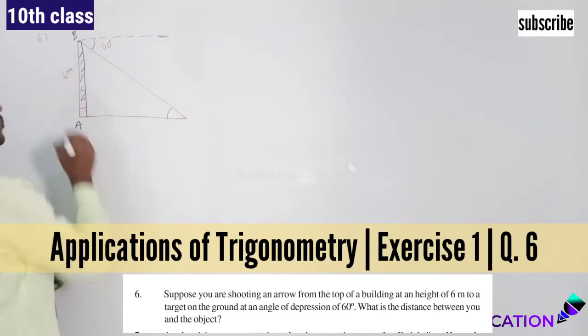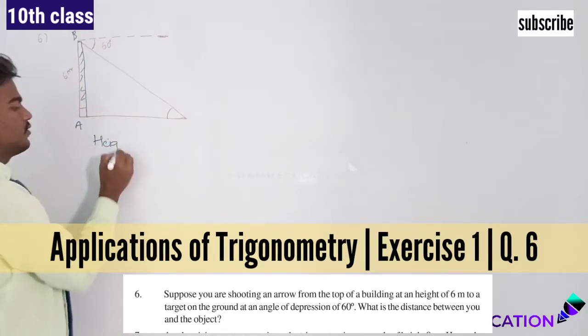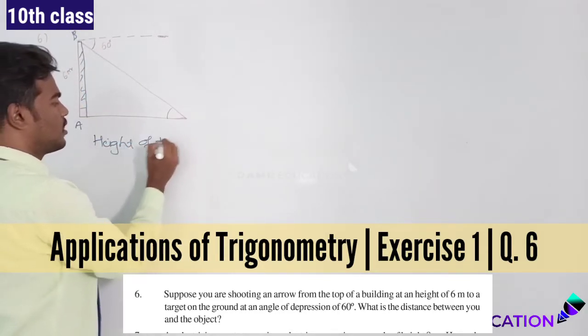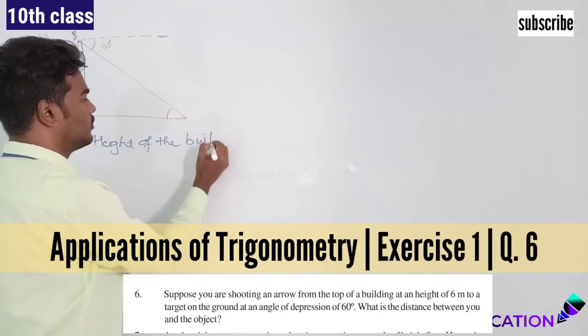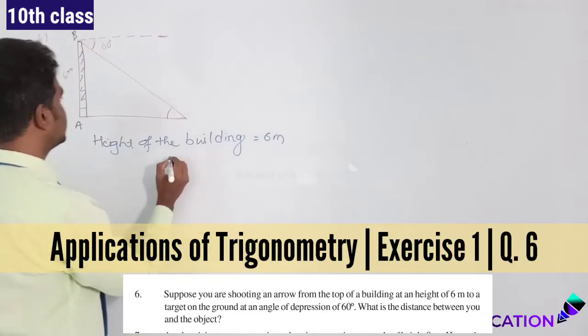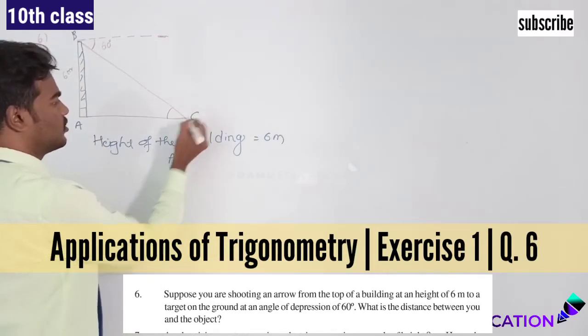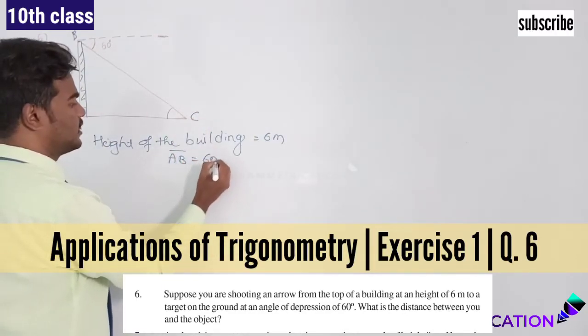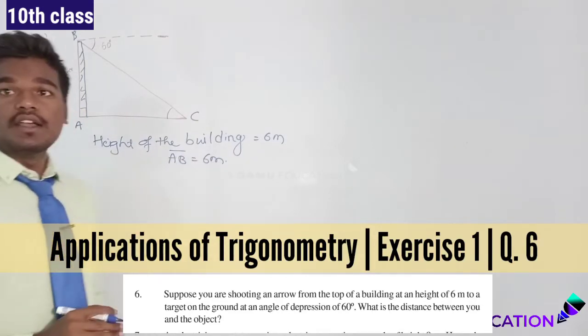The height is equal to the height of the building. The height of the building is 6 meters. So that is AB. Let's consider AB to be equal to 6 meters. So this is the value.